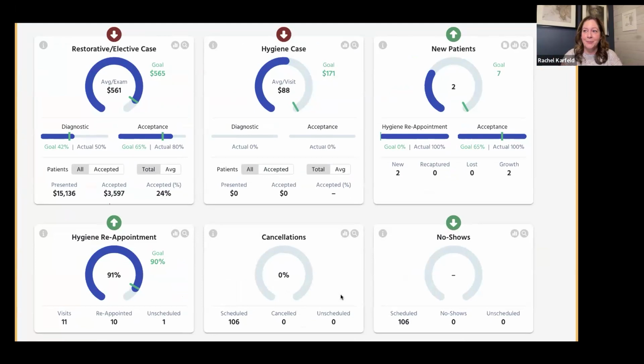Now, case acceptance percentages vary from practice to practice. It varies from doctor to doctor. I have two doctors in this practice. One doctor does full mouth rehab, so his case acceptance is probably in the 40s. Actually, I know it is. And then there's the associate who is brand new.